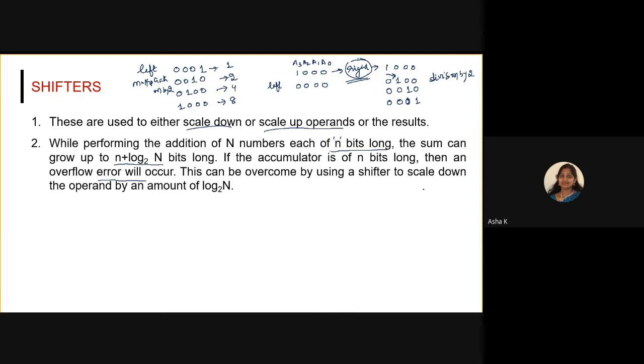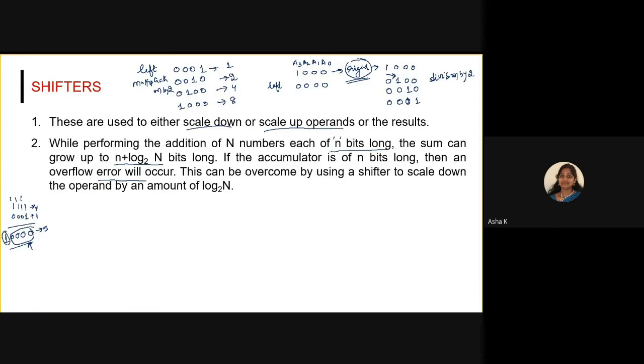Take an example. Say I'm having one number, 1111, that is 4 bits in length, and I'm considering another number that is also 4 bits in length. If I perform the addition in binary, 1 plus 1, 0 is the sum and 1 is the carry, again 0 is the sum, 1 is the carry, and so on. Even though I'm performing the addition of 4-bit numbers, the resultant output will be 5 bits in length. If the storage device is of 4 bits only, the overflow occurs.